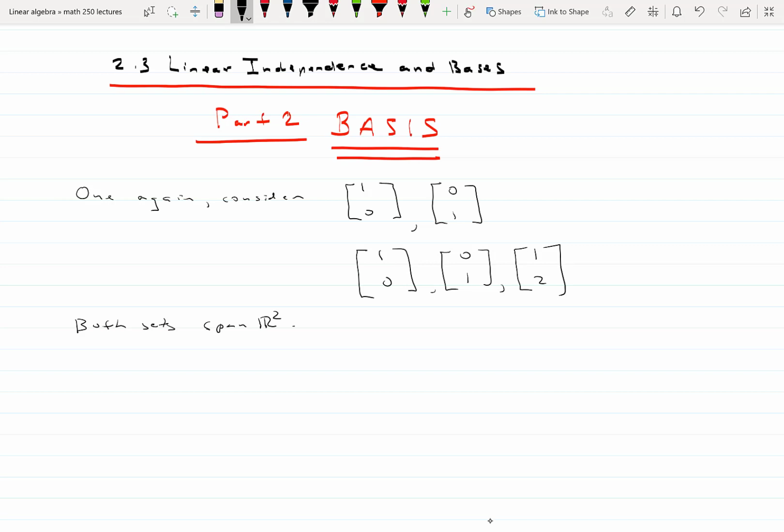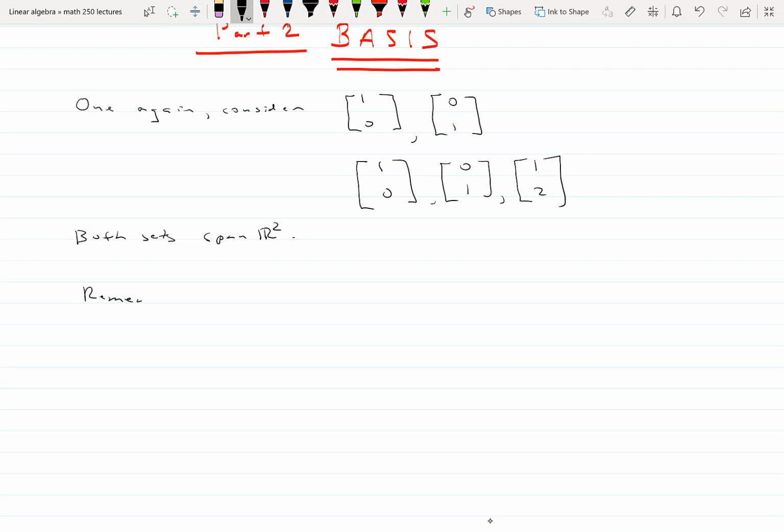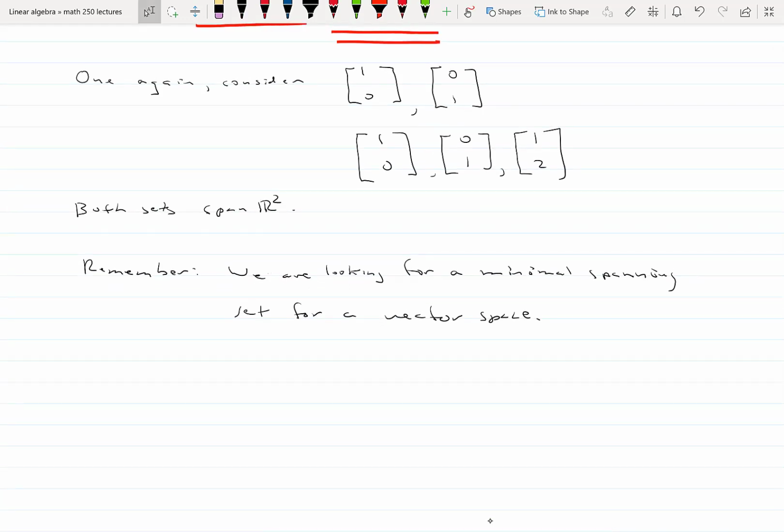And remember what we're after. Remember, we are after a very specific kind of set. We are looking for a minimal spanning set for a vector space. So the second set, the one that contains 1, 0, 0, 1 and the column vector 1, 2, can't possibly be it, because there exists another set that also spans R2 that has fewer vectors in it. And if you'll recall, I also posed the question then, could we possibly have a spanning set for R2 with only one element in it? The answer is no.